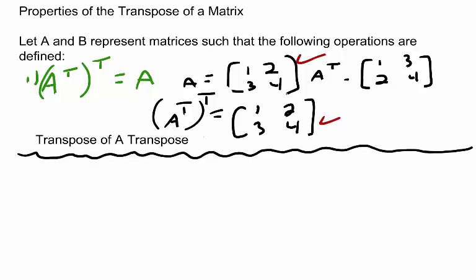let's look at another property. And actually for this next one, I'm going to go to a new screen because I think we'll need more space. The second property says that matrix A plus matrix B, taking the sum of matrices A and B, and then taking the transpose, is equal to A transpose plus B transpose.